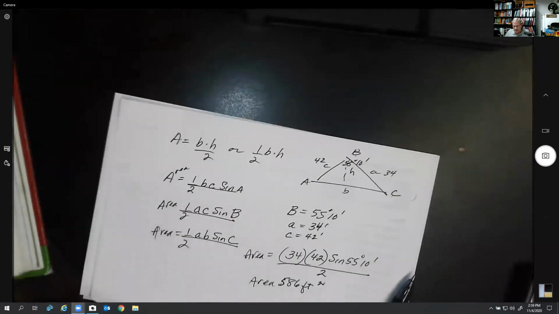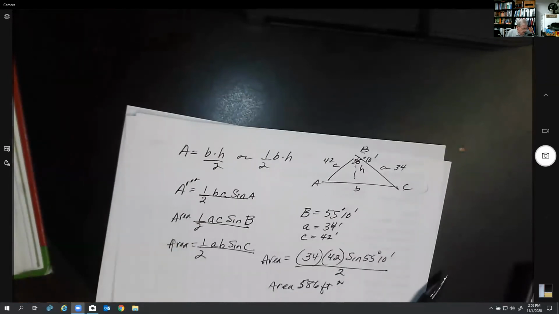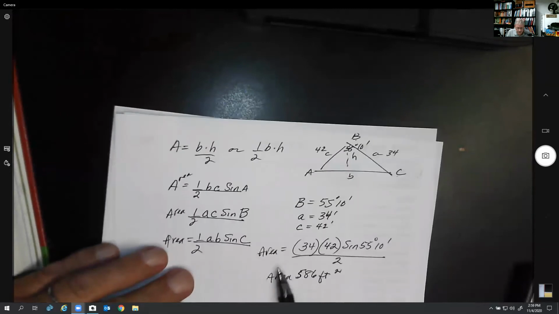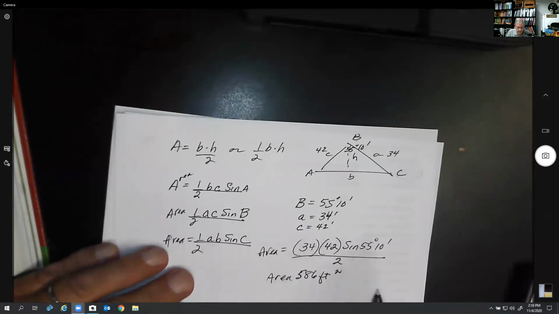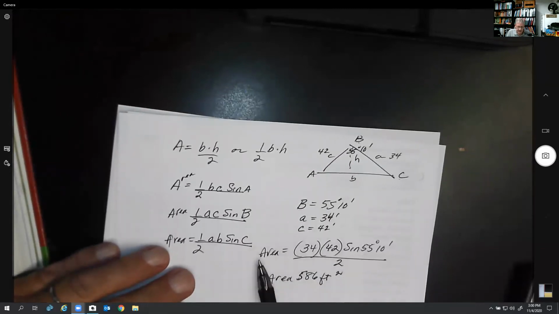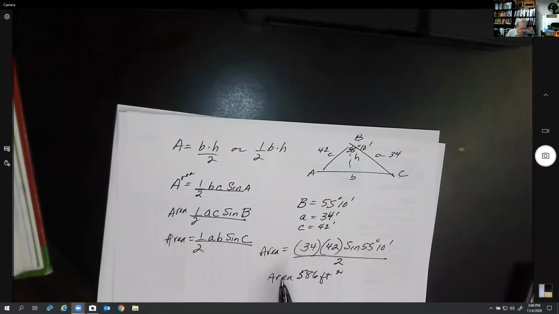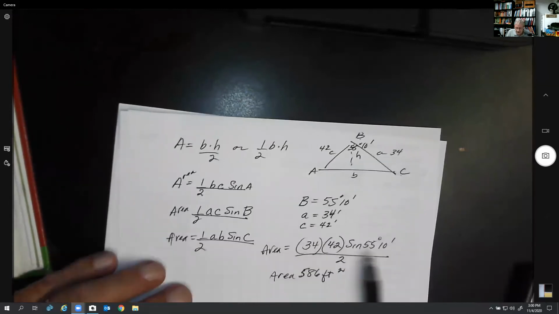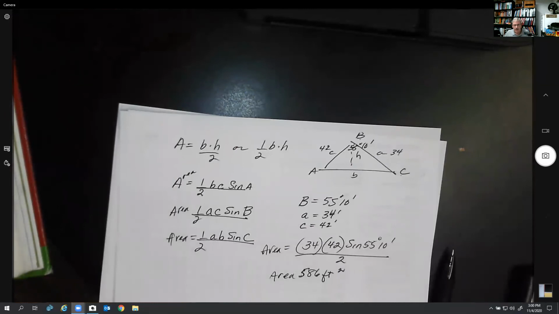All right, I don't want to keep it too long. So, try some of these problems. You're going to have some problems where you have to do the law of sines, and then you're going to have some where you have to find the areas of triangles. So, kind of an interesting little section.